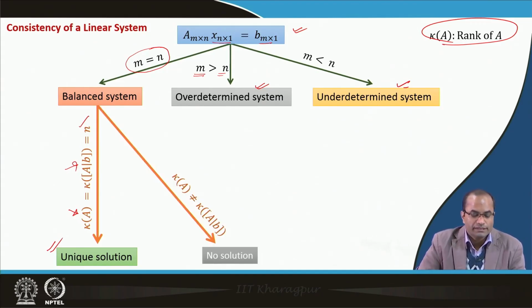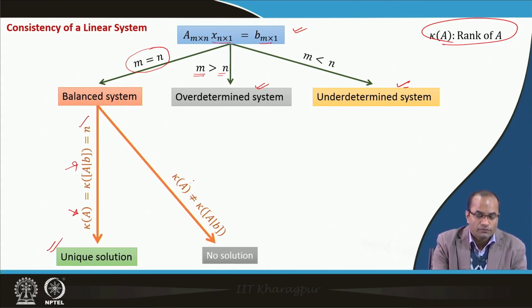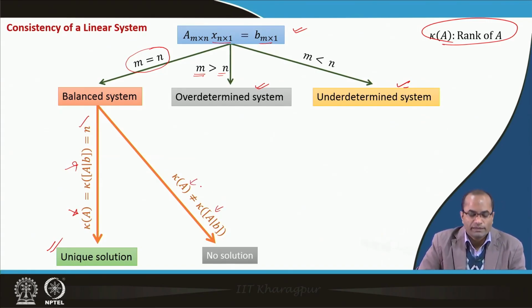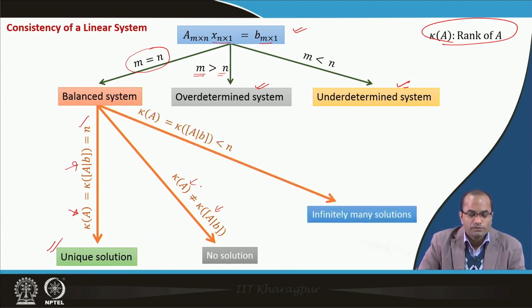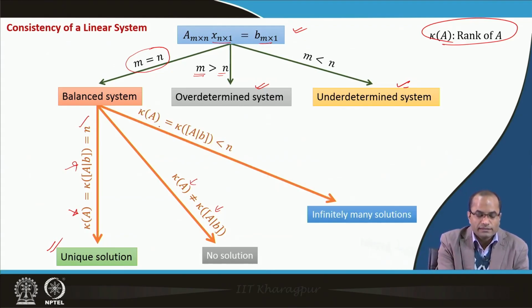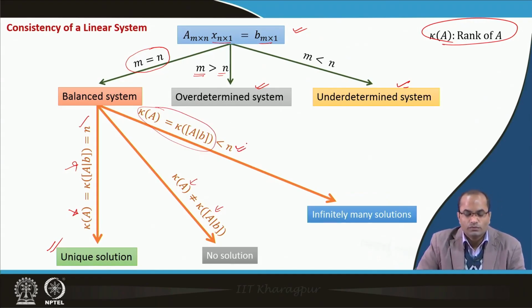The second possibility is when the rank of A is not equal to the rank of the augmented matrix A B, then this is the case of no solution. And the third possibility is when these two ranks are equal, so rank of A equal to rank of A B, but this number is less than n. In that case we have infinitely many solutions of the given linear system.